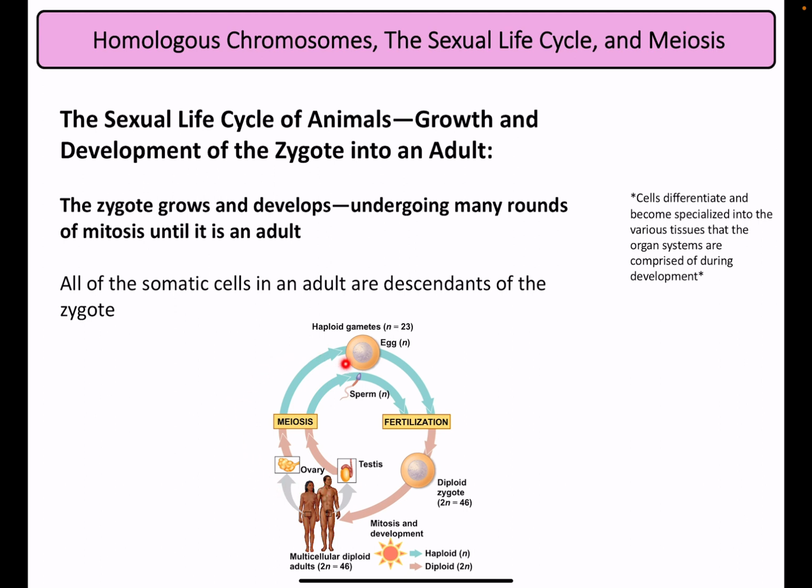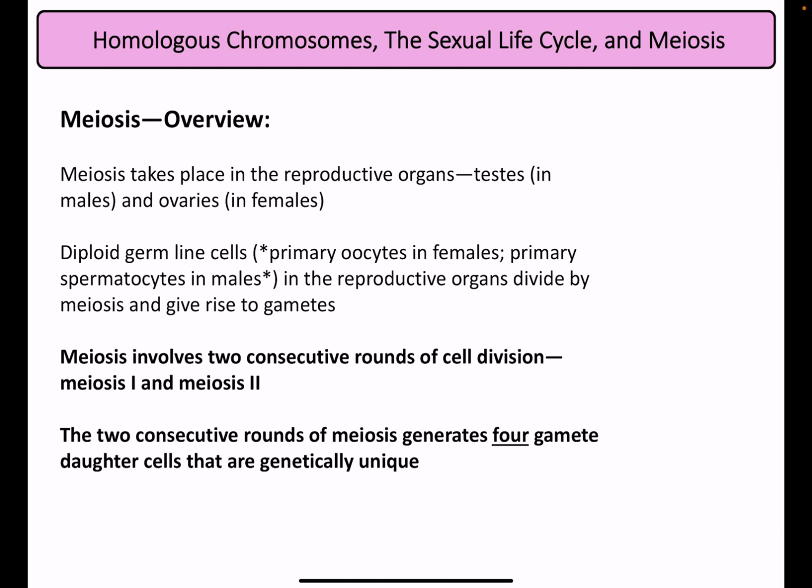For the remainder of this video, we're going to focus right here on this portion of it, meiosis. First off, where does it take place? Specifically, it takes place in the reproductive organs. It's at testes in males and ovaries in females. Another important distinction about meiosis, especially relative to mitosis, is that meiosis involves 2 rounds of cell division.